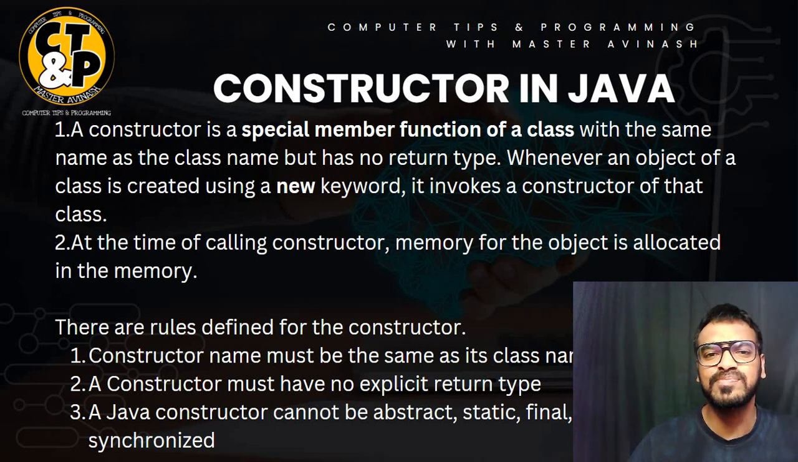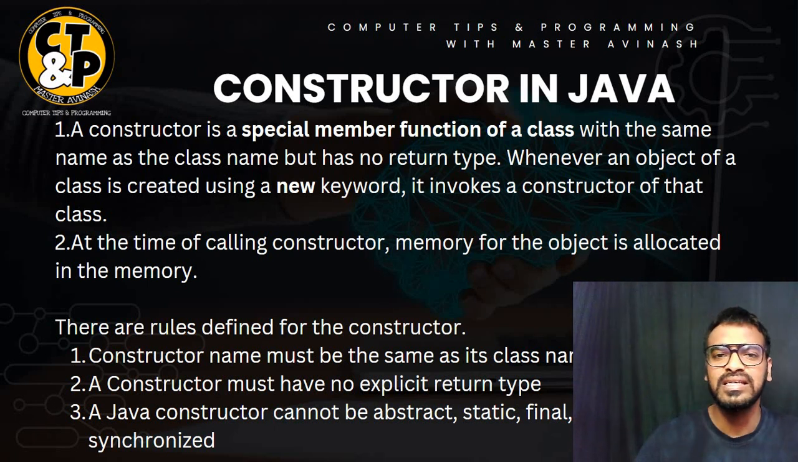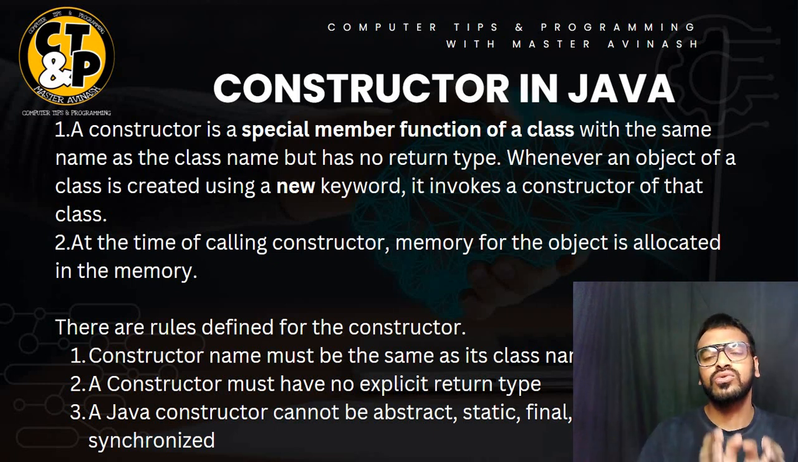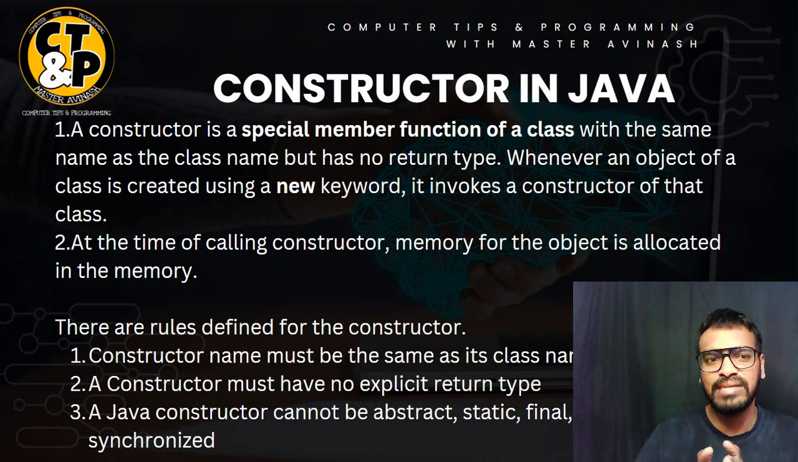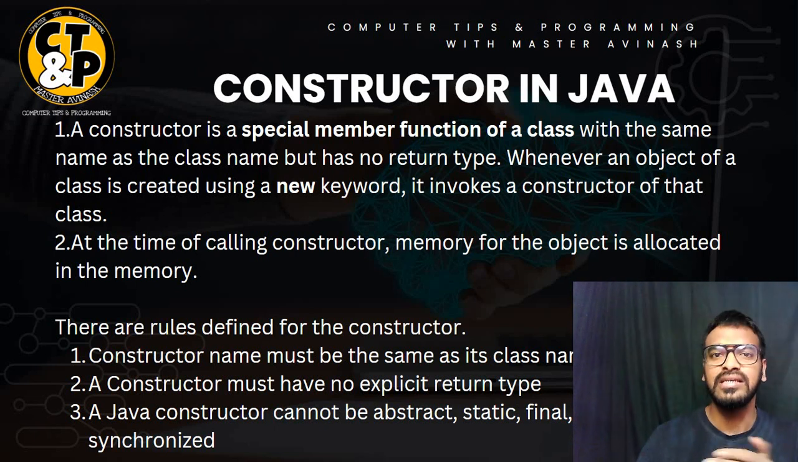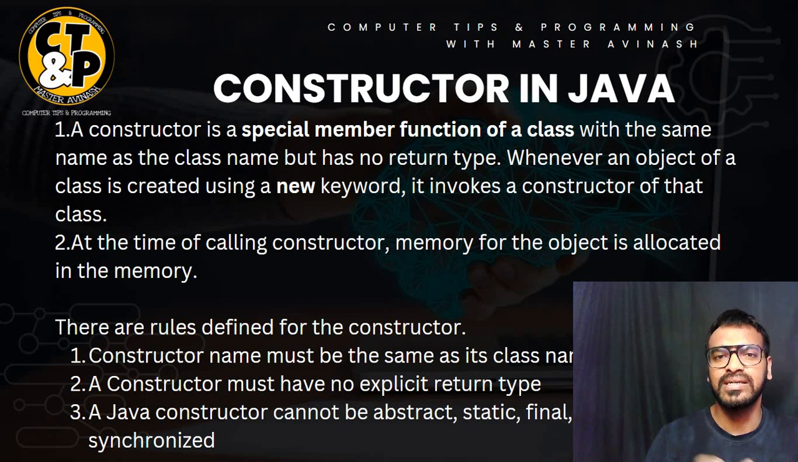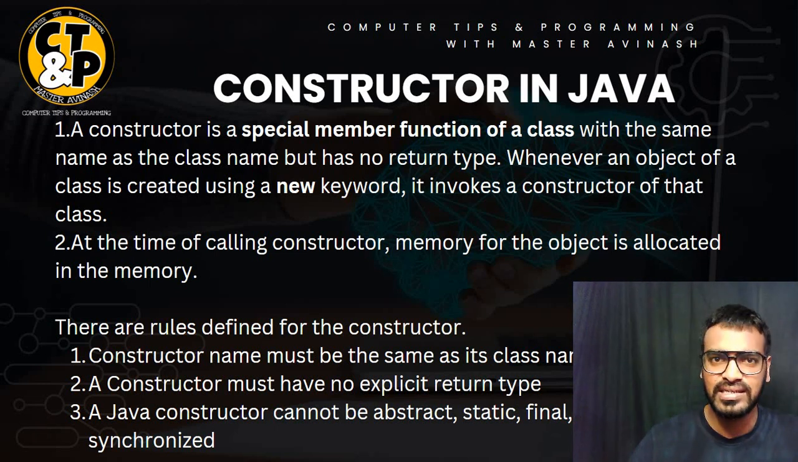The constructor is a special member function of a class. Special member function in the sense that it's also a type of method of the same class, with the same name as the class name. So there is a basic rule: same name as the class name. Whenever you are creating any constructor for any class, the constructor name must be the same as the class name. That will be called a constructor, but it has no return type.